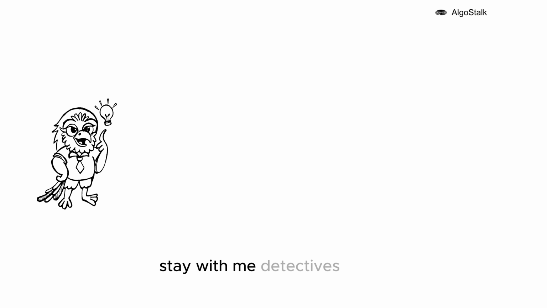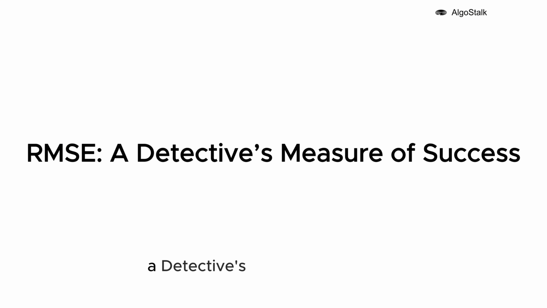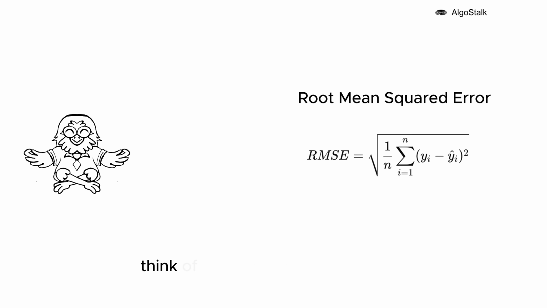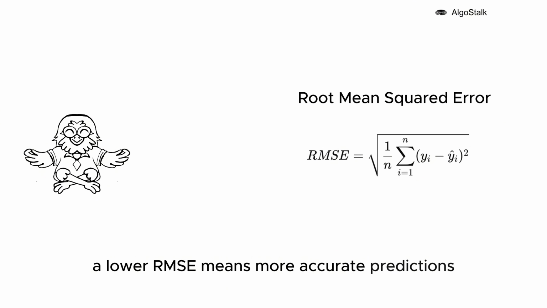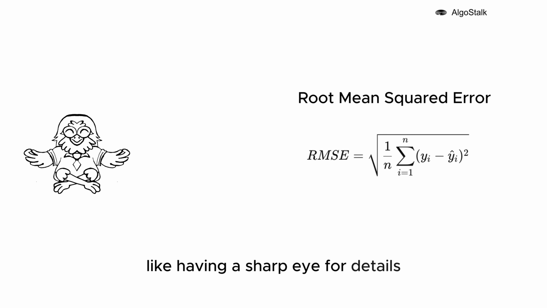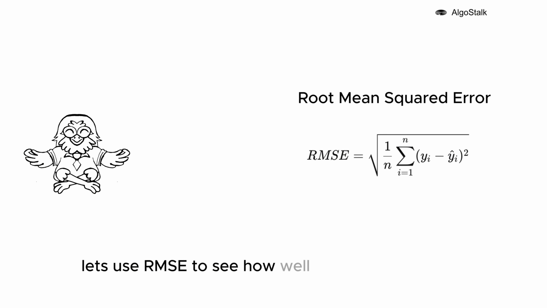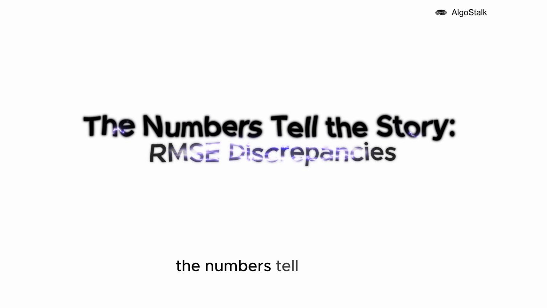Stay with me, detectives. RMSE, a detective's measure of success. Now that we've cracked the mystery of overfitting, it's time to assess our methods. Think of RMSE as our detective tool, helping us see how close our model's predictions are to the truth. A lower RMSE means more accurate predictions, like having a sharp eye for details. Let's use RMSE to see how well our models perform. Remember, accuracy is key. The numbers tell the story.